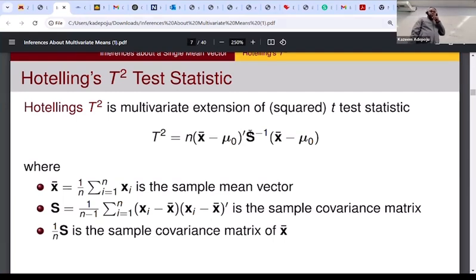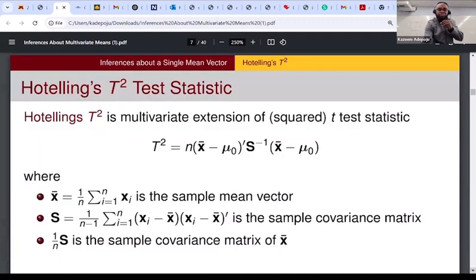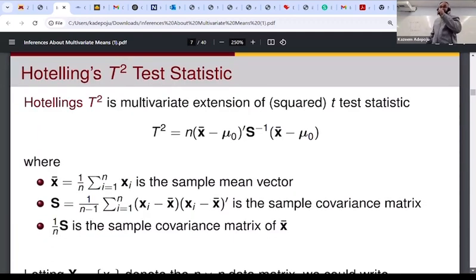So if I want to compute my T-squared, because I want to conduct this hypothesis test, H0 against H1, then I need a test statistic, which is going to be a T-squared. And how am I going to go about computing the T-squared? Of course, I know what my n is. That is the number of observations.